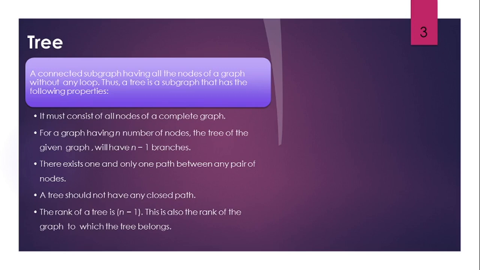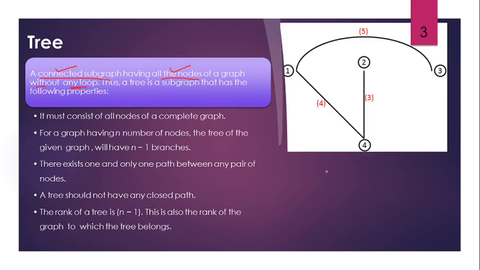So, a tree is nothing but a connected subgraph having all the nodes of a graph without any loop. What is it? A tree is a connected subgraph having all the nodes of a graph without any loop. So first of all, it is clear that it should be a connected graph, it should include all the nodes, and the graph should not have any loop. Thus a tree is a subgraph that has the following properties.